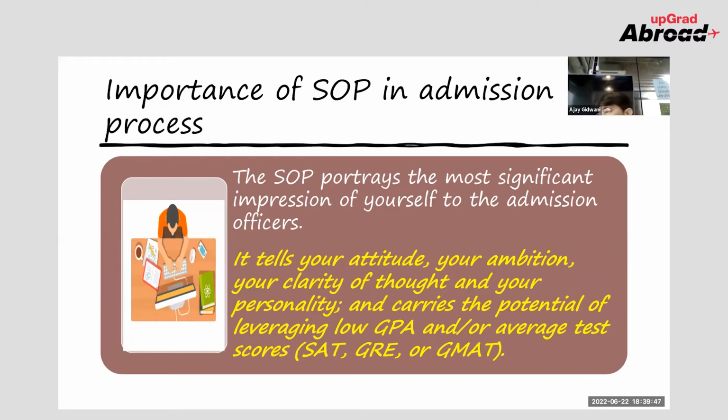Now, let's take one more example. Assuming that one of the good universities in the US requires, hypothetically, a 310 score in GRE out of 340, and I've got 301, but I've got an exceptionally good SOP.